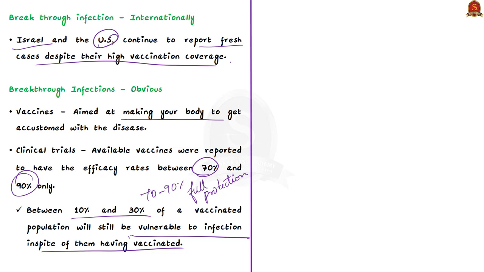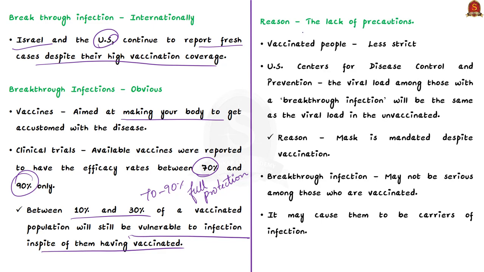And another one of the major reasons for the occurrence of breakthrough infection is the lack of precautions. To understand better, see, once people get vaccinated, they are under the belief that they are fully protected. And due to this, they become less strict and they fail to follow the precautions that they were following before getting vaccinated, like using a mask or washing hands. Most of the time, they forget the fact that the virus can still attack them. And know that as per a report by the US Centers for Disease Control and Prevention, the viral load among those with a breakthrough infection will be the same as the viral load in the unvaccinated.